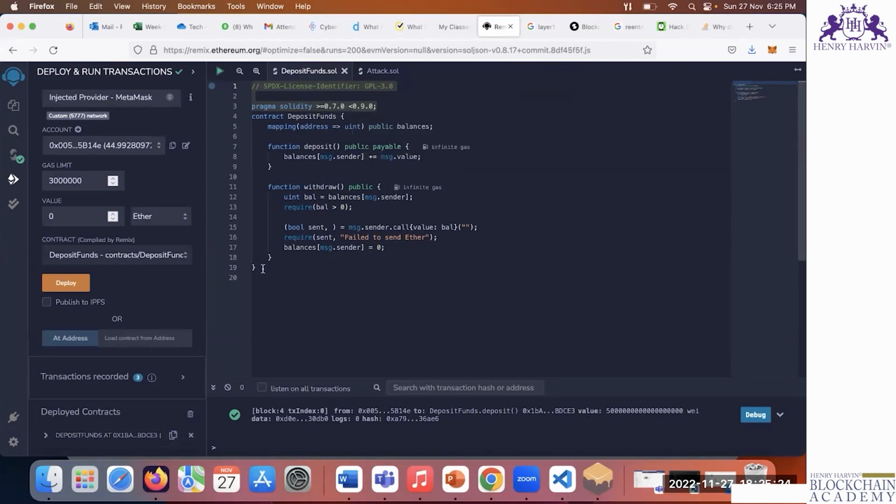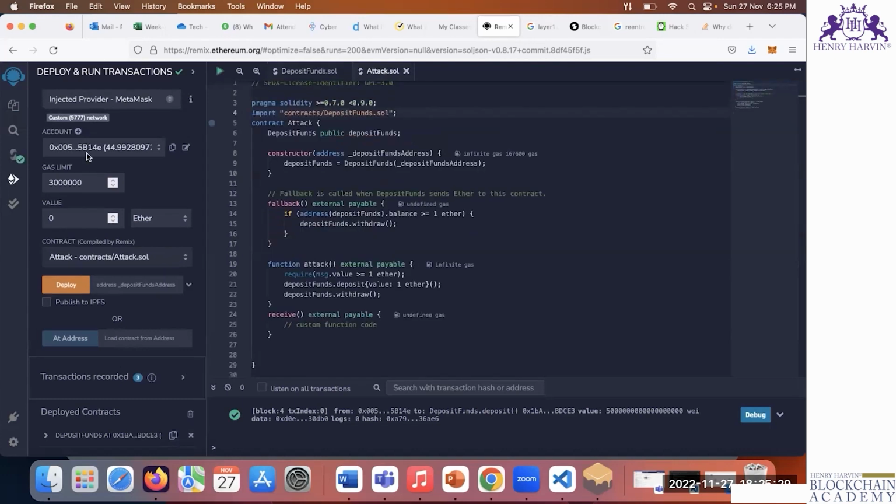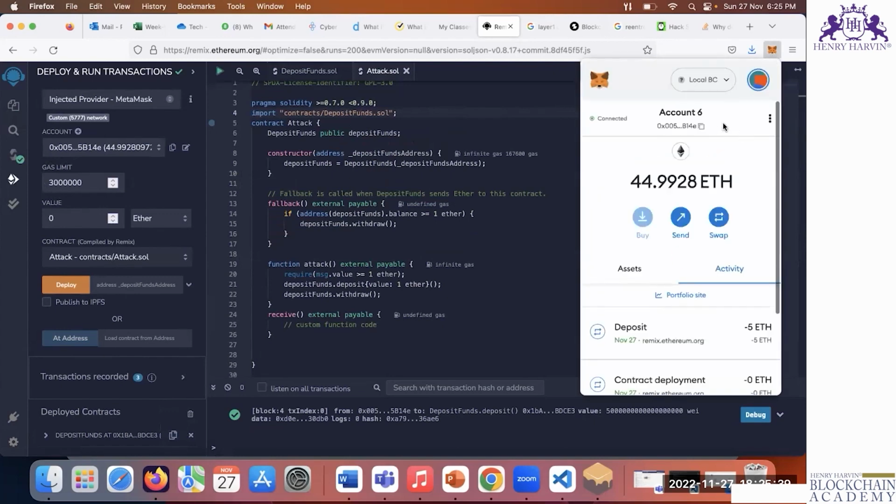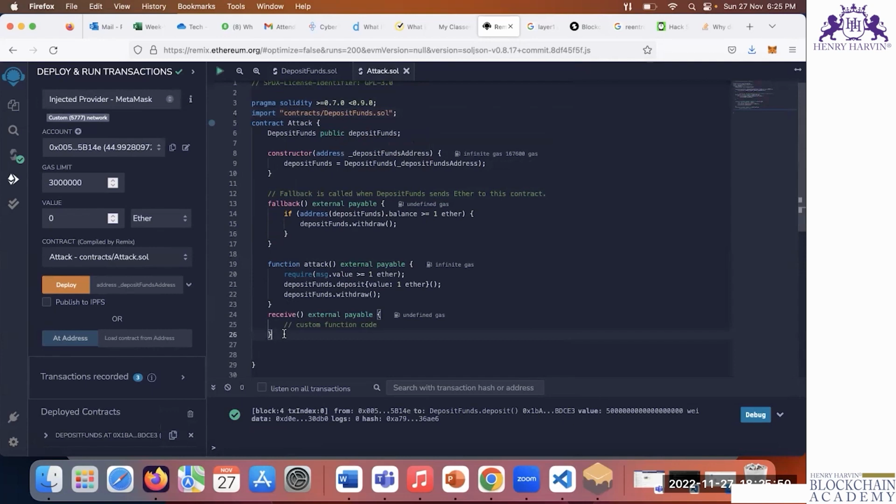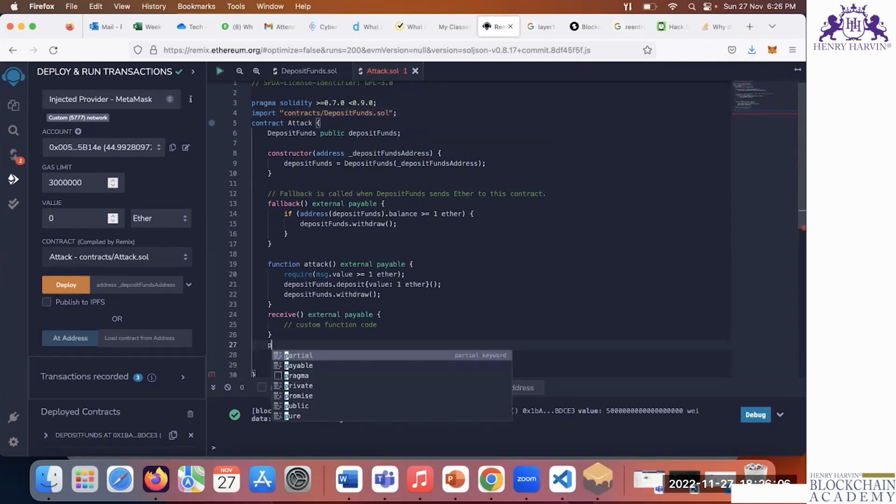Actually, this smart contract is highly vulnerable to the reentrancy attack, and this is the smart contract created by the attacker. First of all, I'm going to deploy this one. Okay, before that, I'm defining one more function over there.